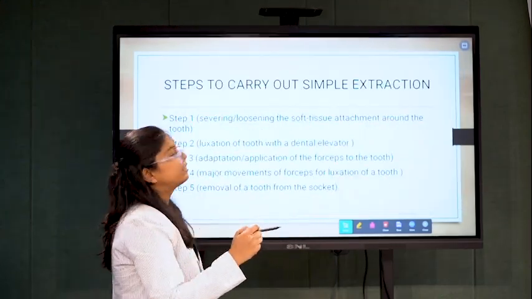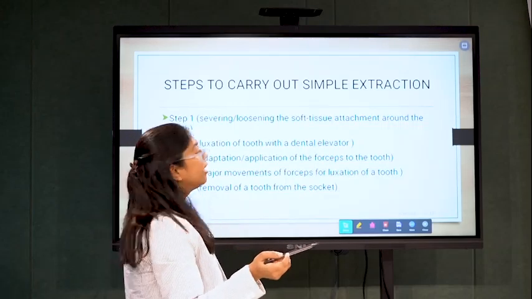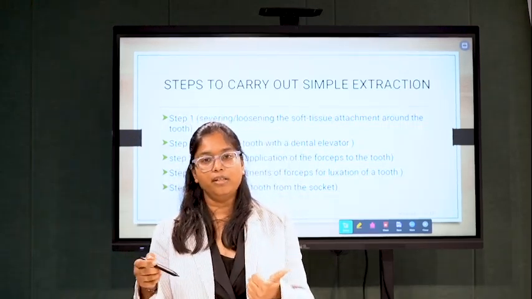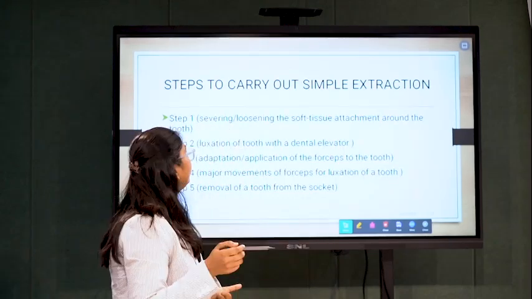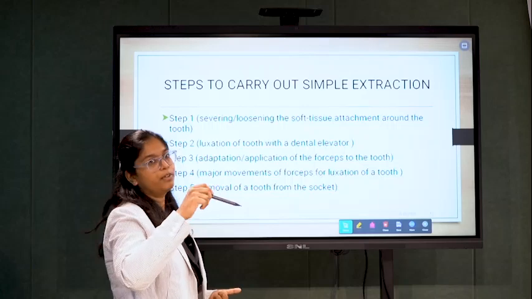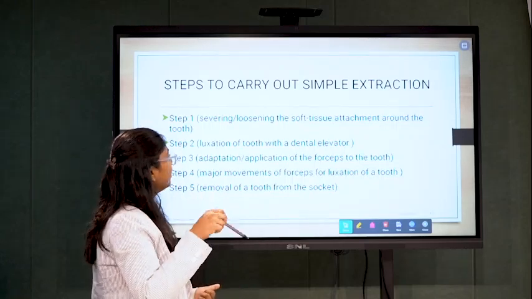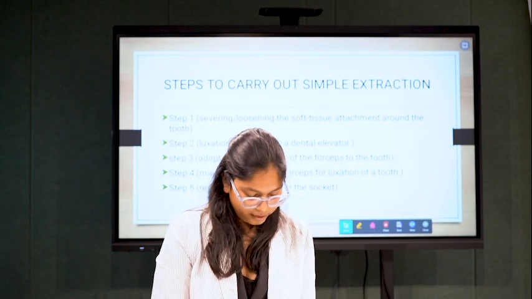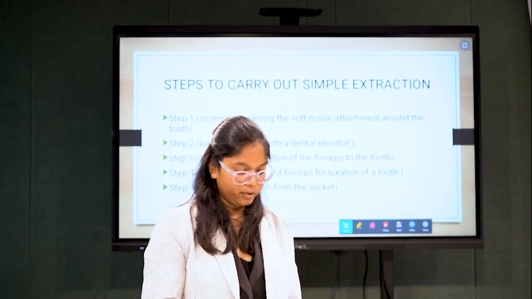Next, the steps to carry out simple extraction. First, after the application of local anesthesia, you have to confirm there is an effect of the anesthesia. After that, you will reflect the flap, that is, loosen the soft tissue attachment. After reflection, you will luxate the tooth with the help of an elevator, not remove the whole tooth.